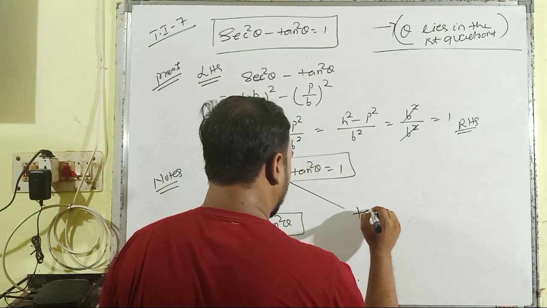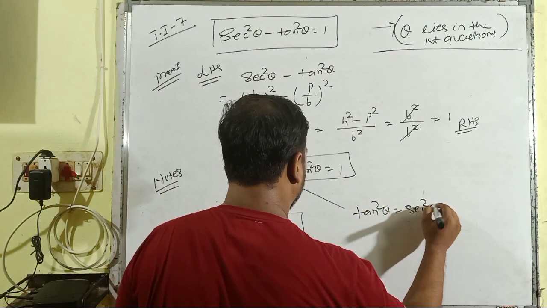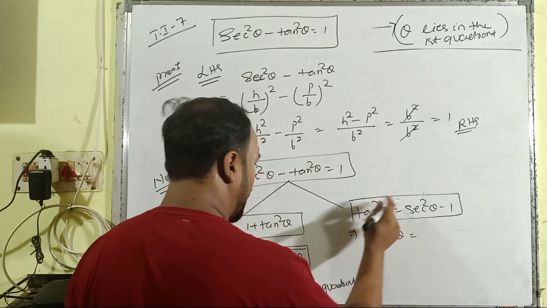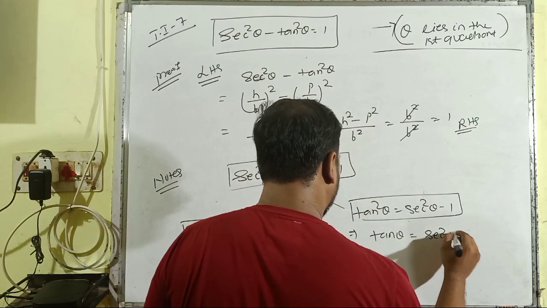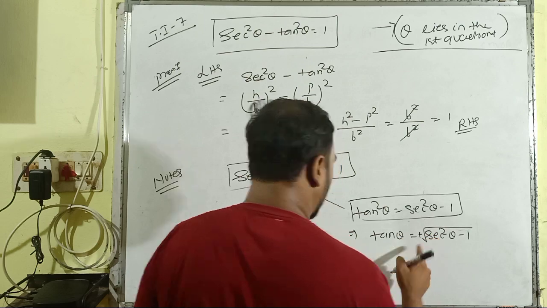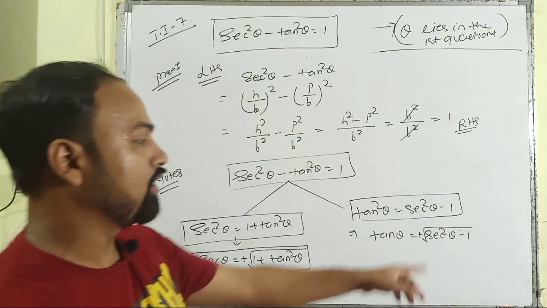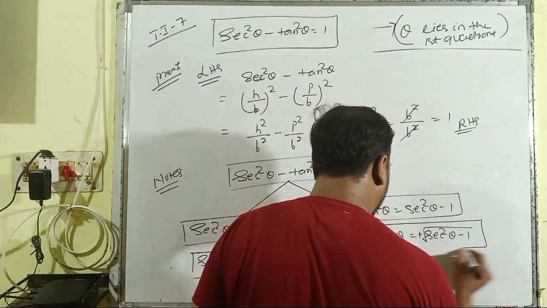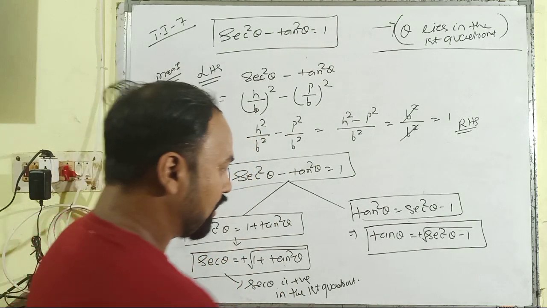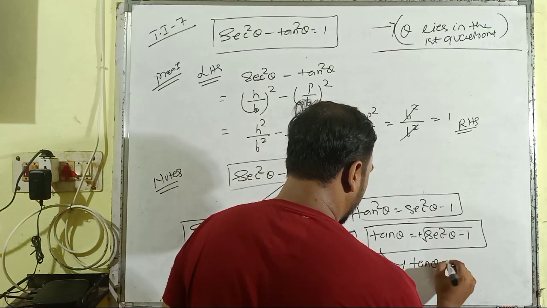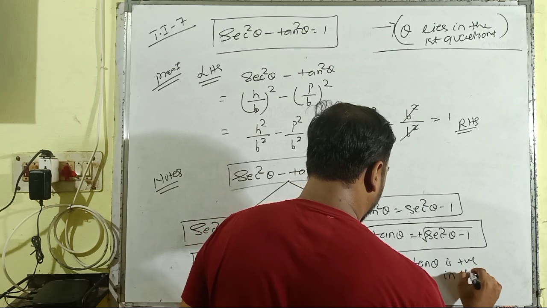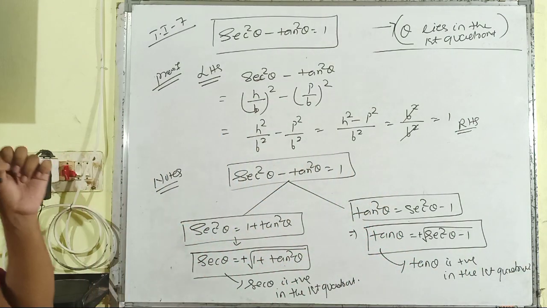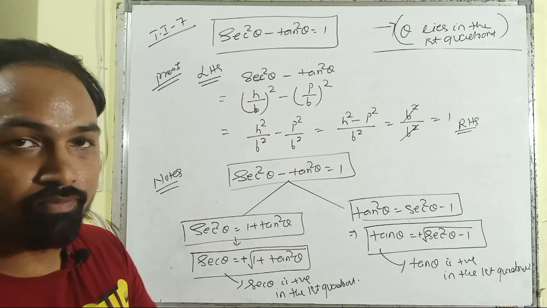Then the value of tan square theta is sec square theta minus 1. Then the value of tan theta is the square root of sec square theta minus 1, but carrying the positive sign. Again, I am repeating, case by case, one by one: tan theta is positive in the first quadrant. So this is all about the complete analysis of trigonometric identity number 7.